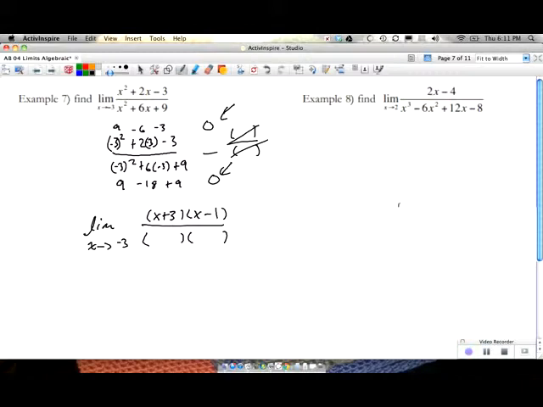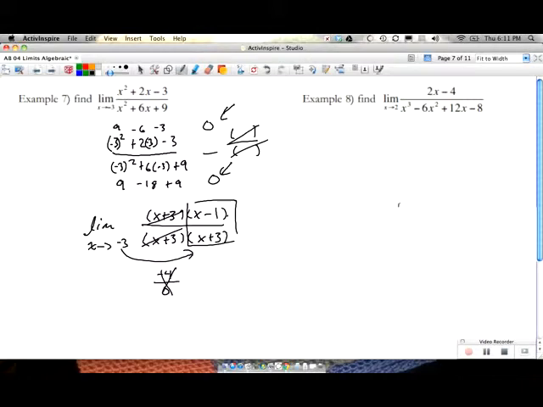The bottom, we need to multiply to 9, add up to 6. That's just x plus 3, x plus 3. All right, so we got x plus 3 and x plus 3. Those reduce. We're left with just this piece here, x minus 1 over x plus 3. So now let's plug in and see what happens. On top, we're going to get a number, negative 3 minus 1, which is negative 4. On bottom, we're going to get negative 3 plus 3, which is a 0.